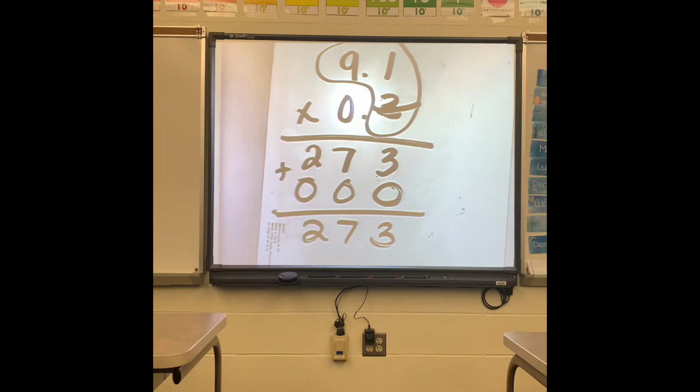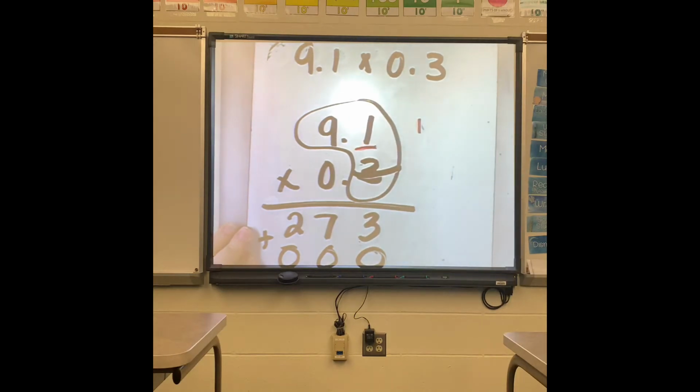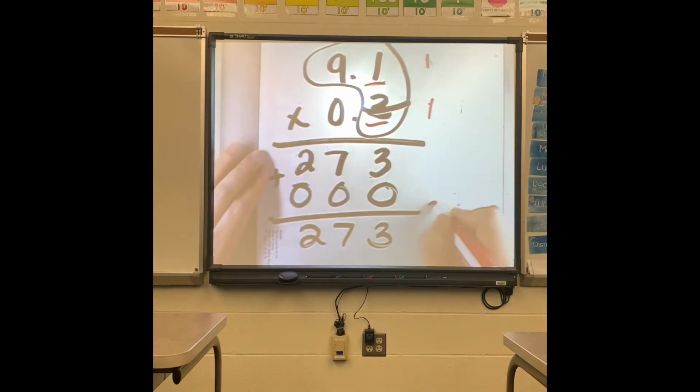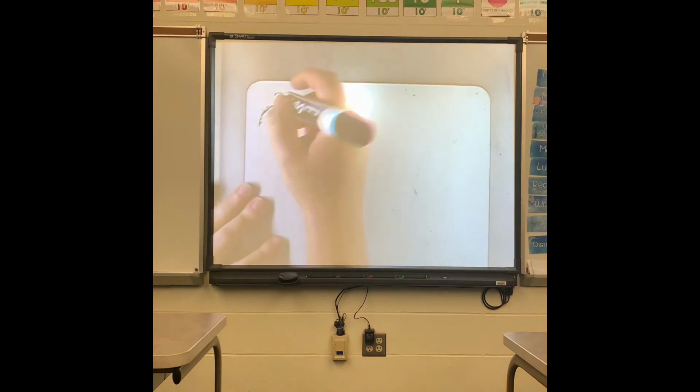Okay, so far, regular multiplication. Now you need to go back and count. There's 1 number after my decimal here. There's 1 number after my decimal here. 1 plus 1 is 2, so I need to have 2 numbers after my decimal in my final answer. And I can show you one more example. Like I said, the students have been doing really well on this.